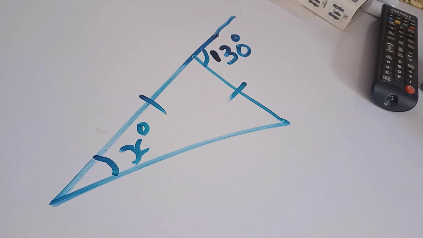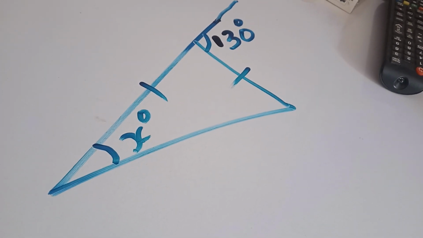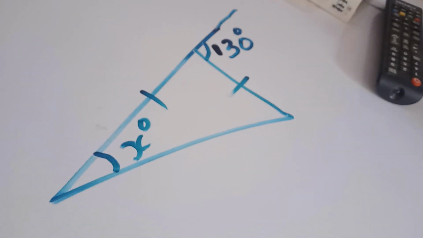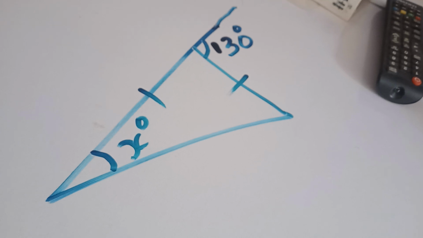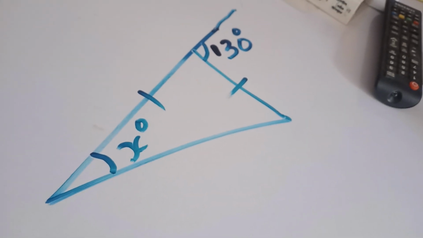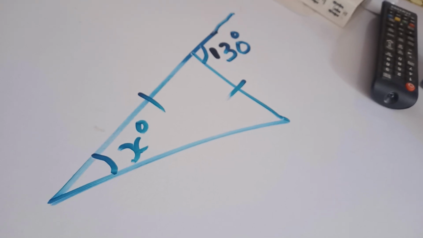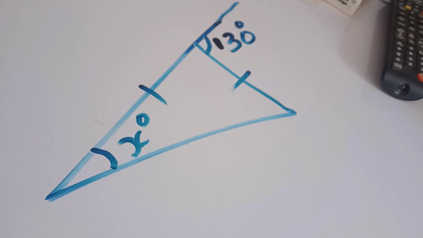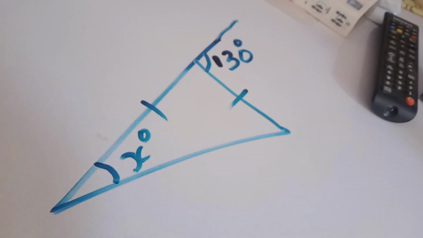So first of all, we are going to use two principles so that we'll be able to find the value of x. The first one is angle on a straight line. The sum of angles on a straight line is equal to 180. And the second principle is that the summation of angles in a triangle is equal to 180 degrees as well. So looking at this, let's get it solved.